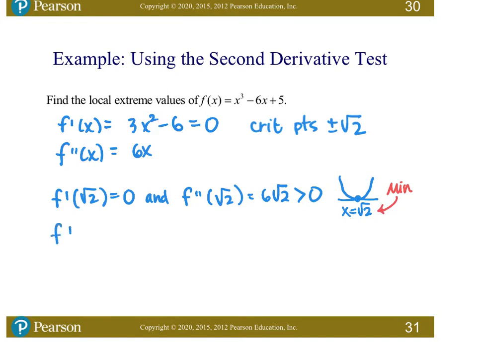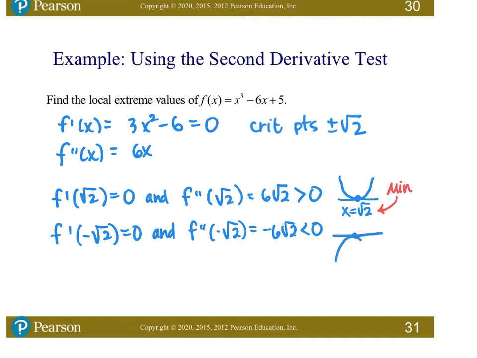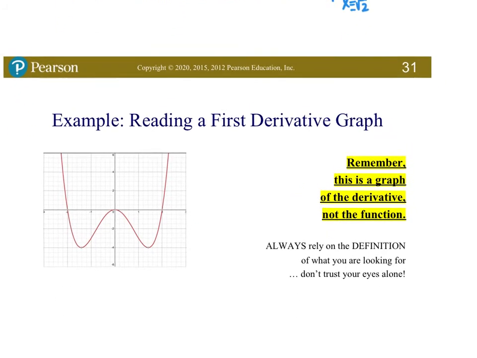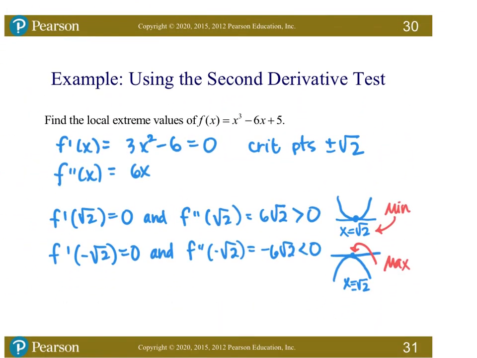Let's check negative root 2. So we've got f prime at negative root 2 equal to 0, and f double prime of negative root 2 is equal to negative 6 root 2, which is less than 0. So now we have both a horizontal tangent and negative concavity at x equals negative root 2. And so that is now a local max. All right, so that is how you use the second derivative test.